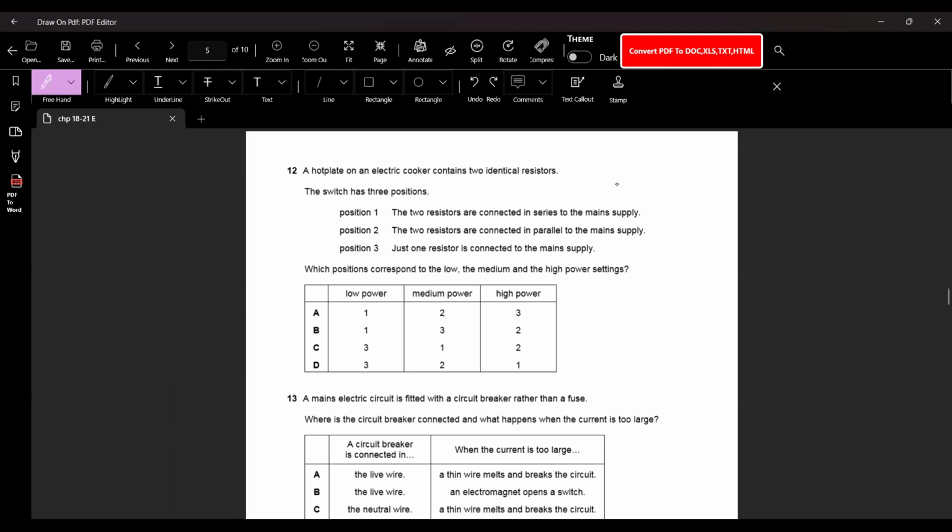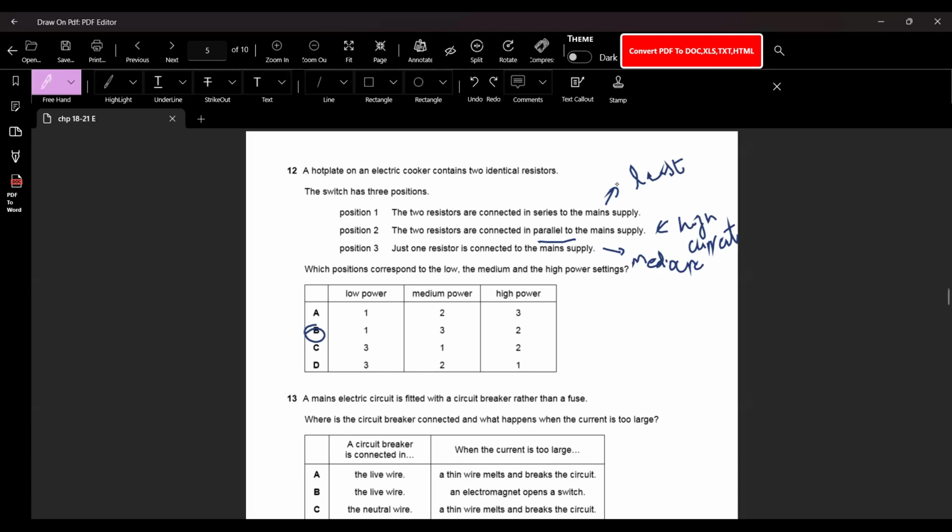So option number B, I repeat. As it's connected in parallel, high current will flow in this one. In this one it will be mediocre because only one resistor is connected. And in this one there will be the least current because the resistors are connected in series.